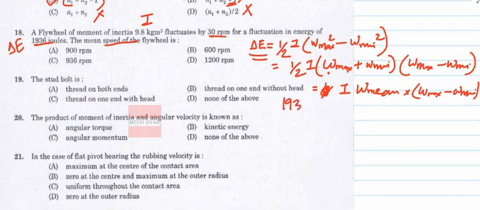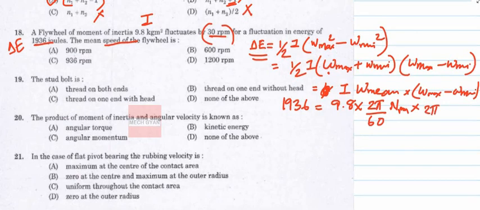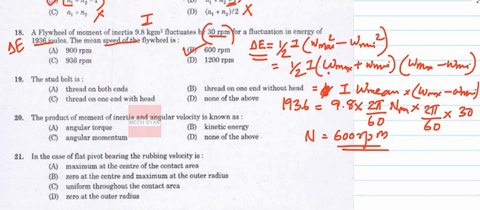1936 is equal to I, which is 9.8, into omega mean, the mean speed of the flywheel, that is 2 pi N by 60, into omega max minus omega min, which is 2 pi by 60 into the fluctuation of 30 rpm. On solving this, we get N equal to 600 rpm. So the answer is B. The 18th question answer is B.